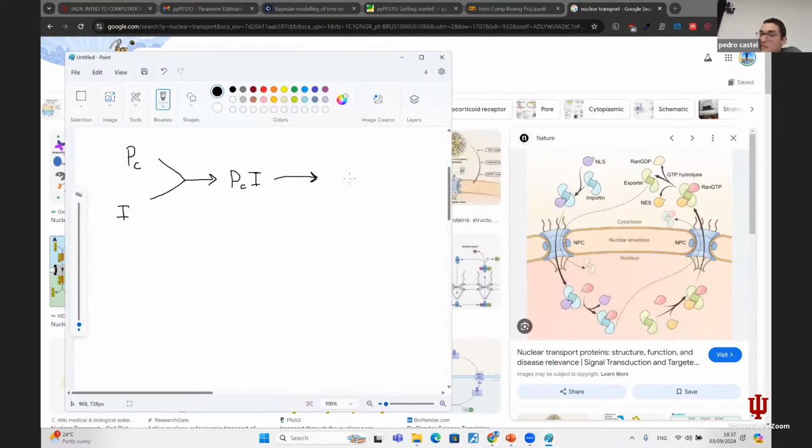And then after connecting to the importin, I will have my protein in the nucleus. And I can assume that once it enters, it disconnects from the importin, but that's not as trivial as that.